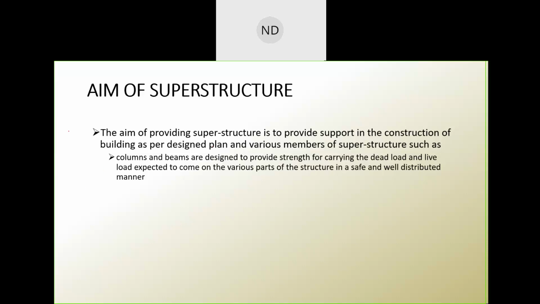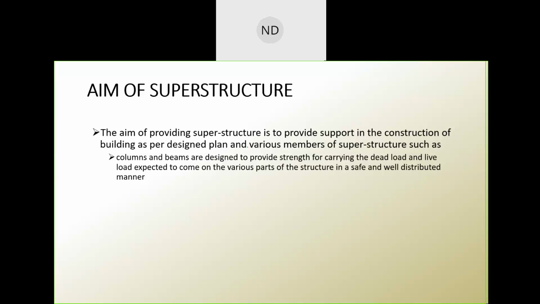So where we were, the aim of the superstructure was what? To provide support in the construction of the building as per design plan and various members of superstructure, such as your columns and beams. These are designed to provide the strength for carrying the dead load and live load, which are expected to come on the various parts of the structure in a safe and well distributed manner. Okay, so these are your superstructures.